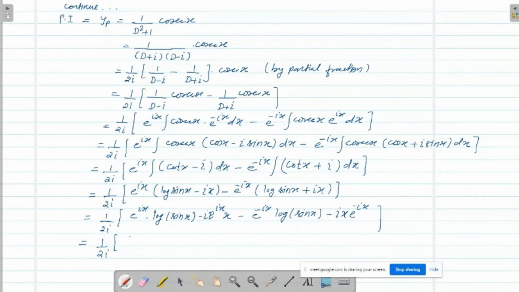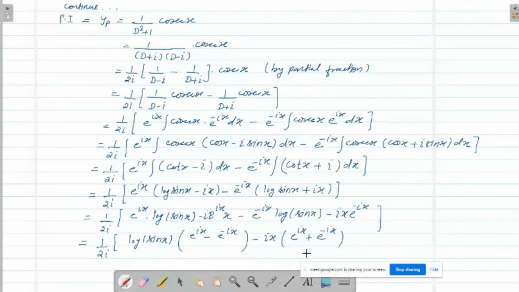What is the common? Log of sin x is common. Okay. What is the remaining? e raised to ix minus e raised to minus ix. Okay, I wrote e raised to minus ix like this. And now what is the common here? So just write this down. I take this minus outside. So minus ix I am taking outside. So what is the remaining over here? Here e raised to ix minus. So here I am taking the minus sign, so this becomes plus e raised to minus ix.